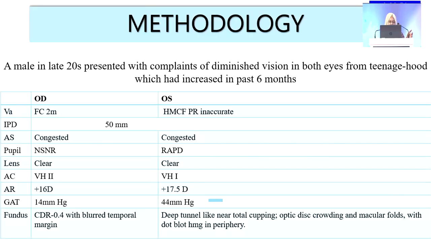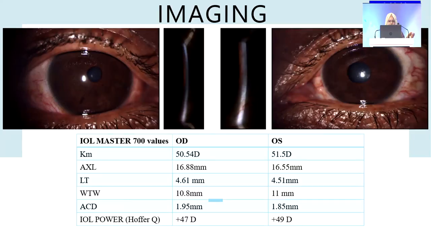The fundus examination showed in the right eye only blurred temporal margin, whereas in the left eye he had near total cupping along with deep tunnel-like cupping with optic disc crowding, subtle macular folds, and deep dot and blot hemorrhages. So this imaging shows the patient had a steep cornea with axial length of 16.8 and 16.5, high lens thickness, and ACD was shallow. And IOL power calculation according to Hoffer Q was 47 and 49 diopter. And here we can see that the patient has shallow anterior chamber and congested anterior segment.